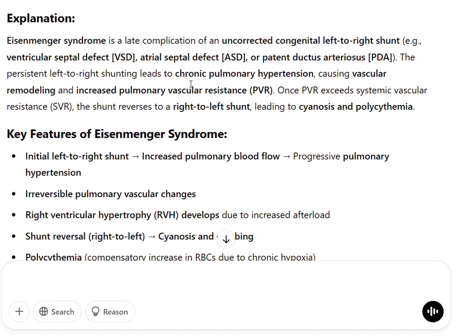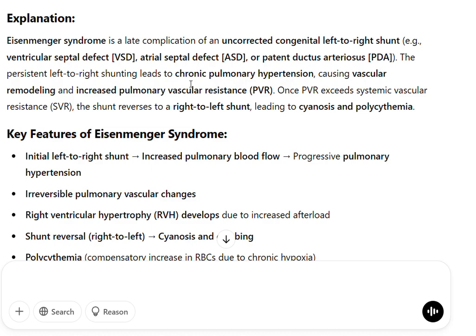Explanation: Eisenmenger syndrome is a late complication of an uncorrected congenital left to right shunt, e.g. ventricular septal defect, VSD, atrial septal defect, ASD, or patent ductus arteriosus, PDA. The persistent left to right shunting leads to chronic pulmonary hypertension, causing vascular remodeling and increased pulmonary vascular resistance, PVR.